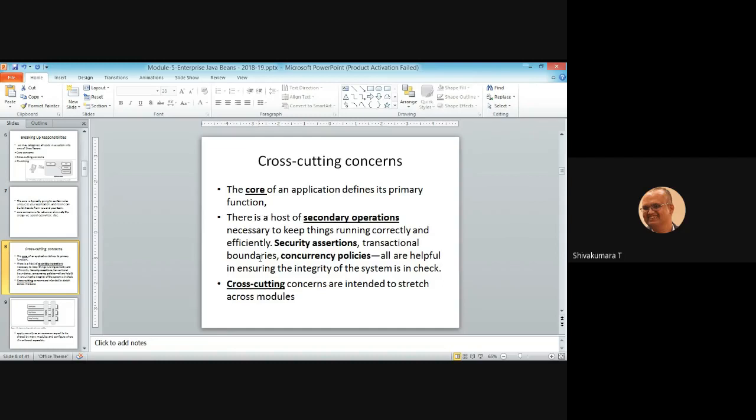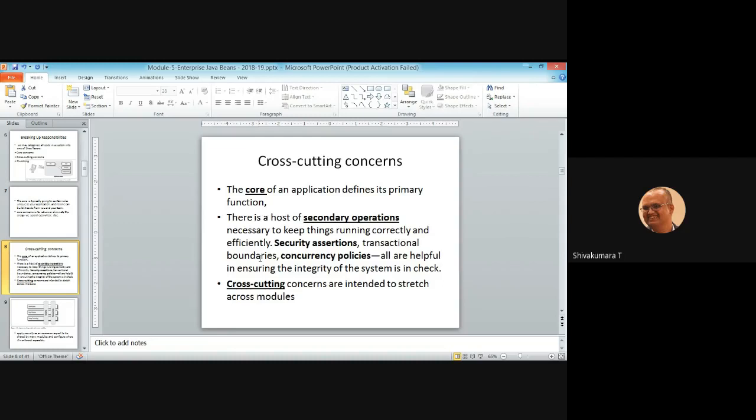So the concurrency policies you need to keep updated, security assertion and transactional boundaries you need to fix, and you need to check whether all functionality is working properly or not. All these are called secondary operations. Even though they are secondary operations, these are necessary operations to work on. All are helpful in keeping the integrity of the system in check.